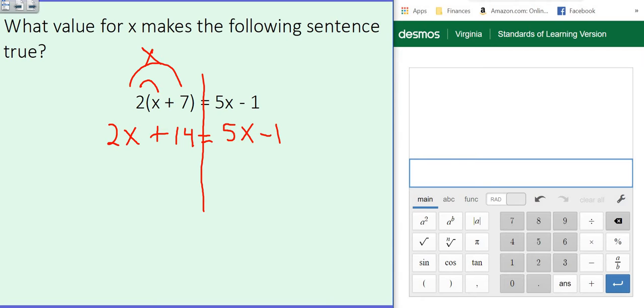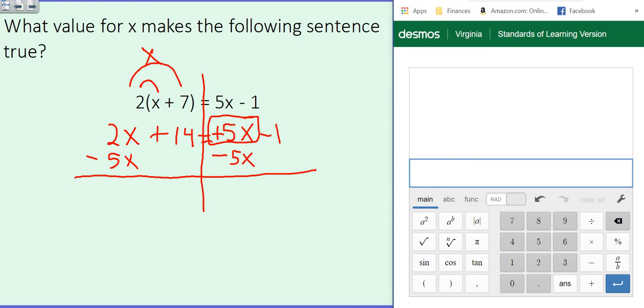Now when I look at this, I see that I've got variables on both sides of the equal sign. So I know this one is a positive 5x, and I'm going to put it in a box, and I'm going to move that box over that line by subtracting 5x on each side. So once I come over here to Desmos, because you really need to use your calculators, we don't want anybody making mistakes, 2 minus 5 leaves negative 3x. Bring down my plus 14 and bring down my negative 1.